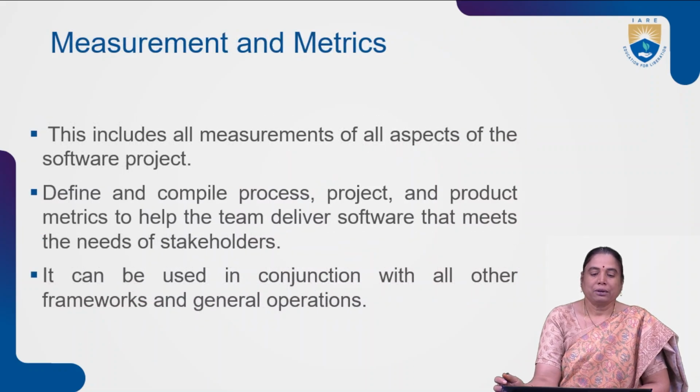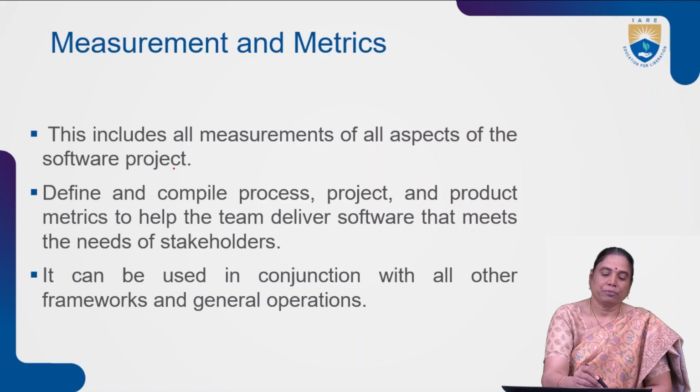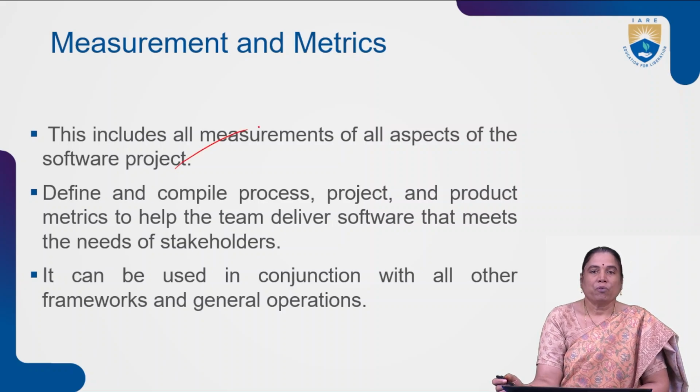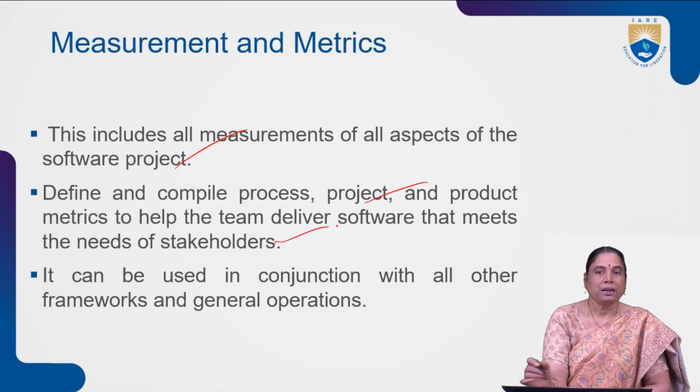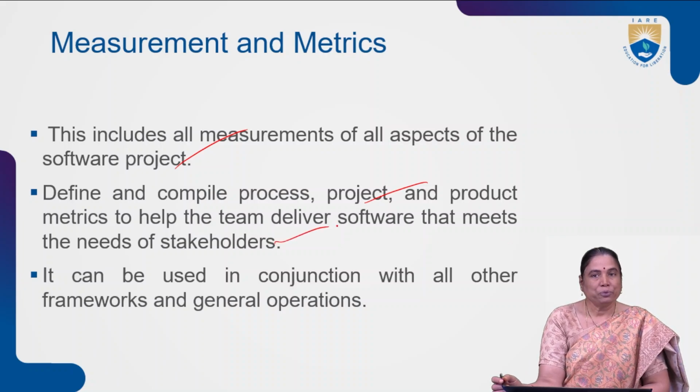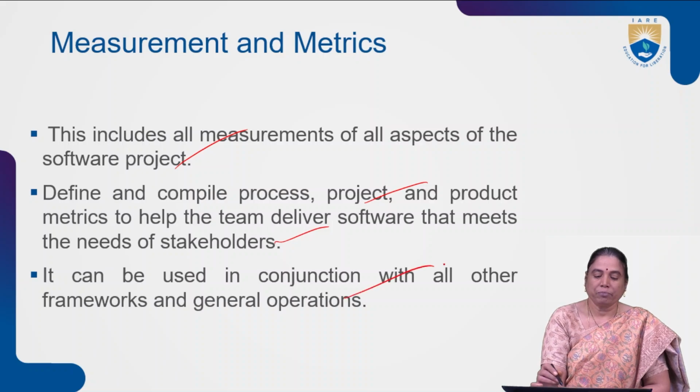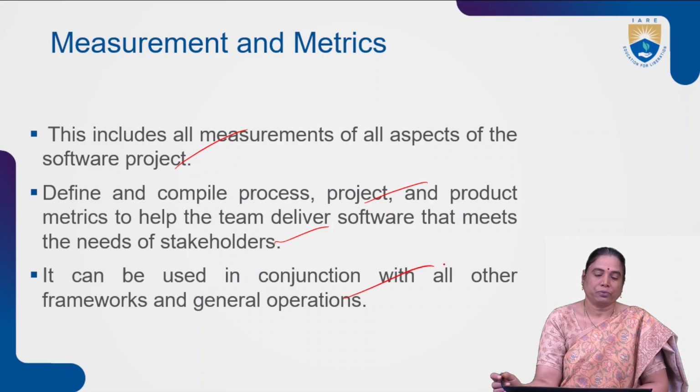Next umbrella activity is measurement and metrics. This includes measurement of all aspects of the software project. Quantitative measuring of each role's work must be required in the software organization. Define and compile process and product metrics to help the team deliver software that meets the needs of stakeholders. It can be used in conjunction with all other framework and general operations.